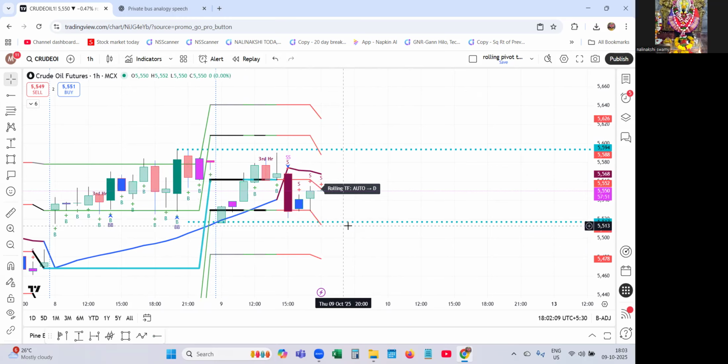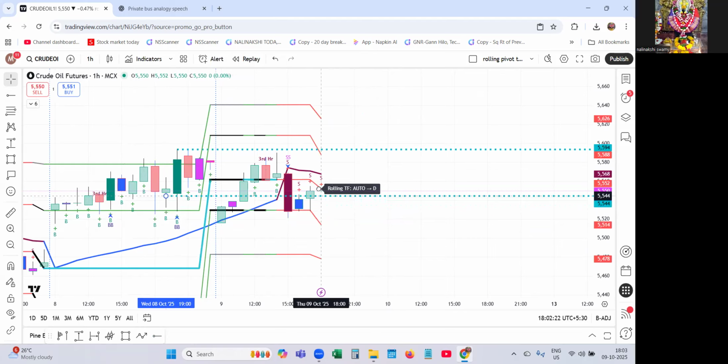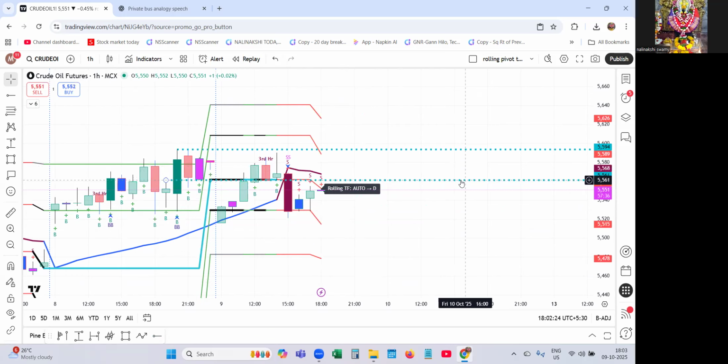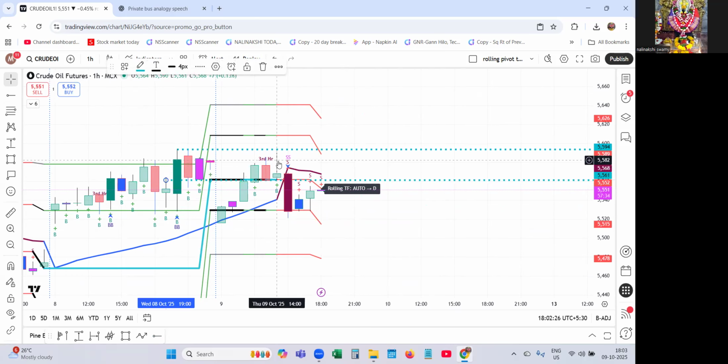Sell buttons are on because it has not gone past this hourly pivot. This is the balancing hourly pivot. So you need to mark this hourly pivot. If you are taking an intraday trade, this is the pivot. Only when it crosses this pivot and this hourly balancing line will the price move higher. Now the bus direction is coming down.